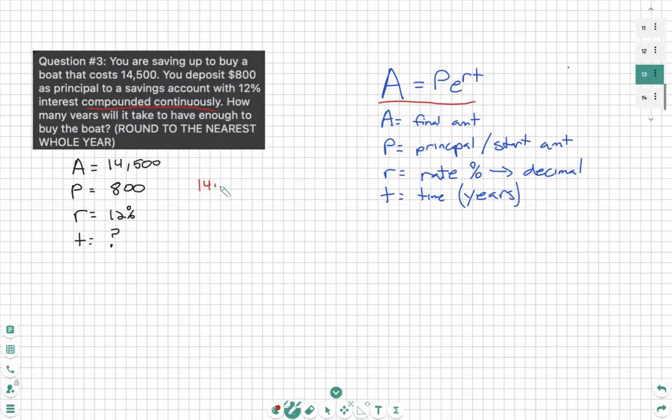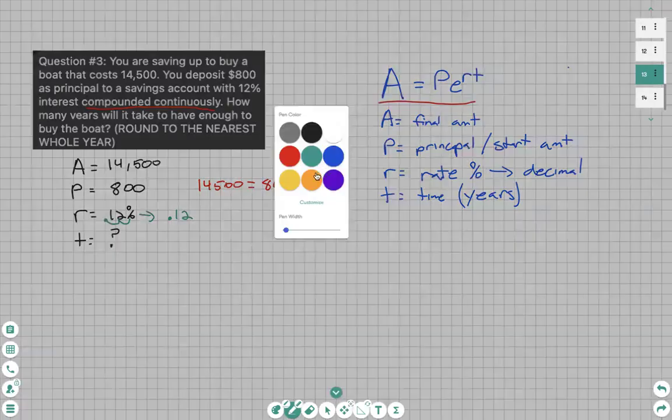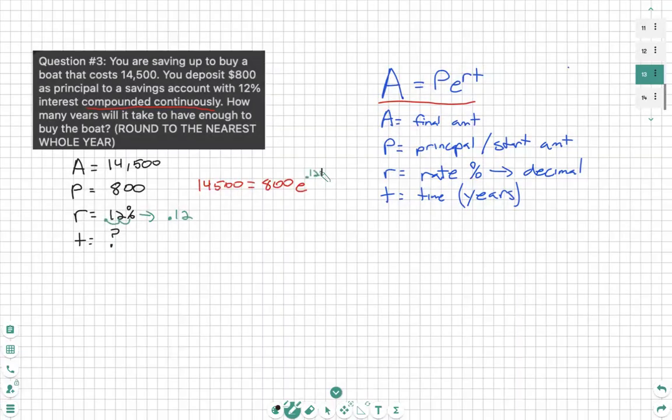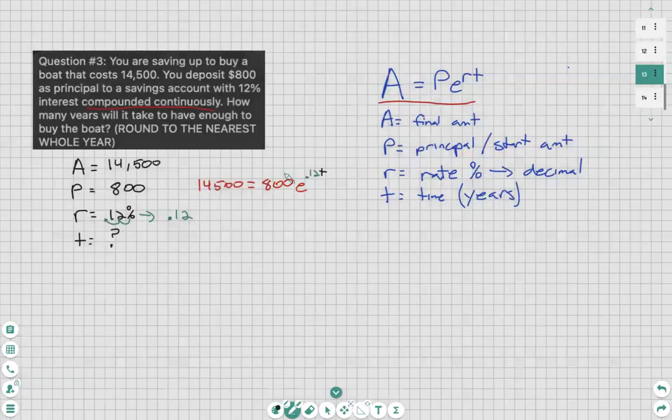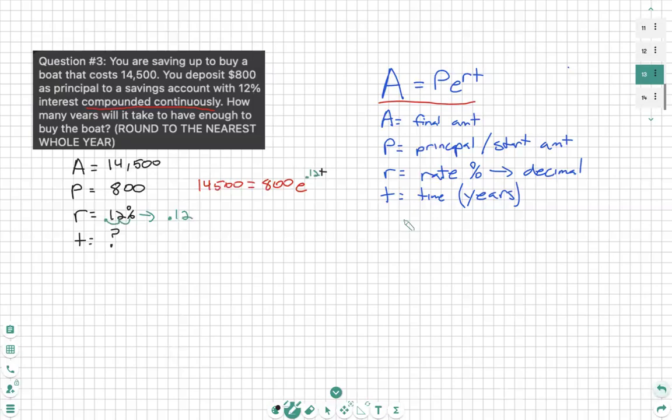We have 14,500 is equal to 800 e. And remember, we have to convert this to a decimal by moving the decimal over twice. So 0.12, and multiply that by our unknown T. So that's what we're going to solve for. Okay, that means I'm going to need T by itself or out of the exponent. So the first thing we're going to do is get e by itself. I'm going to divide both sides by 800.